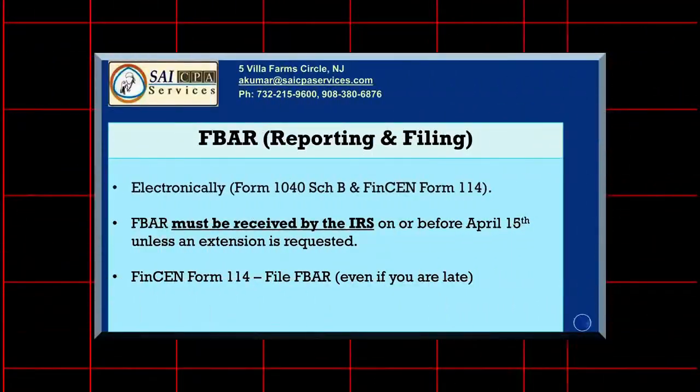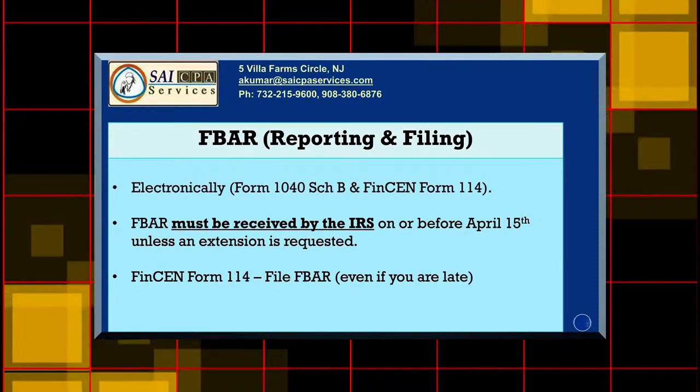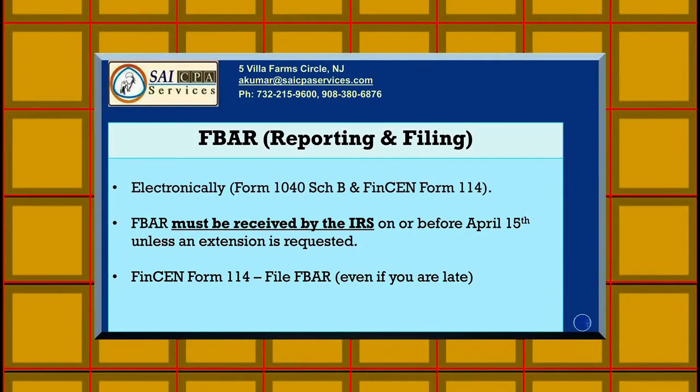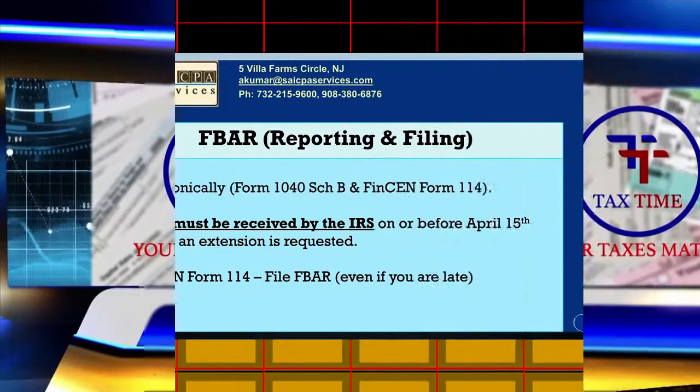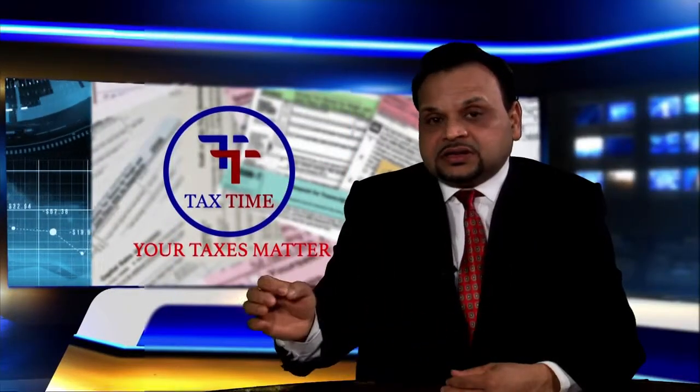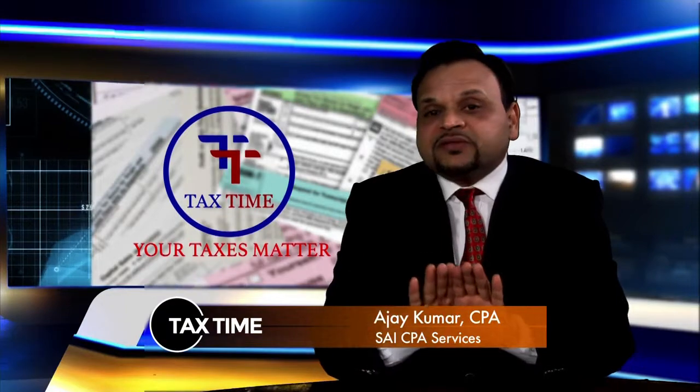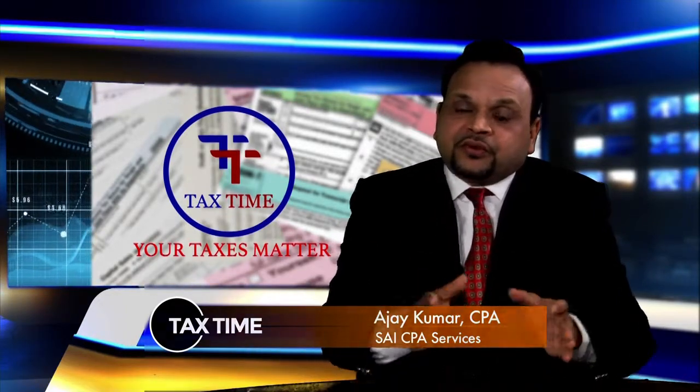FBAR stands for Foreign Bank Account Reporting. FBAR, or FinCEN, the new name for the FBAR is FinCEN 114. FBAR or FinCEN reporting is needed if you have foreign assets. FBAR is not related to foreign income. If you have foreign income, you must include it in your US tax return. You may have certain exclusions that we'll talk about, but FBAR is all about foreign assets.